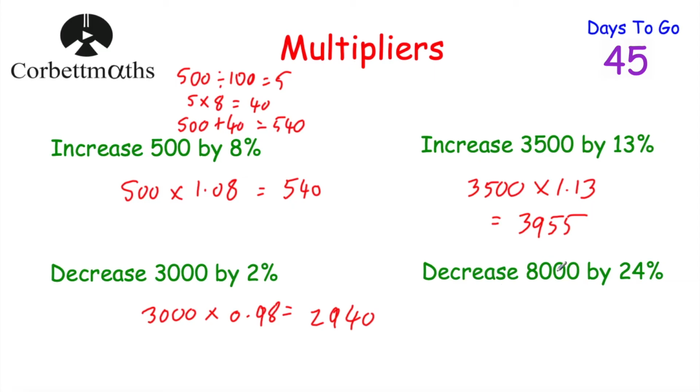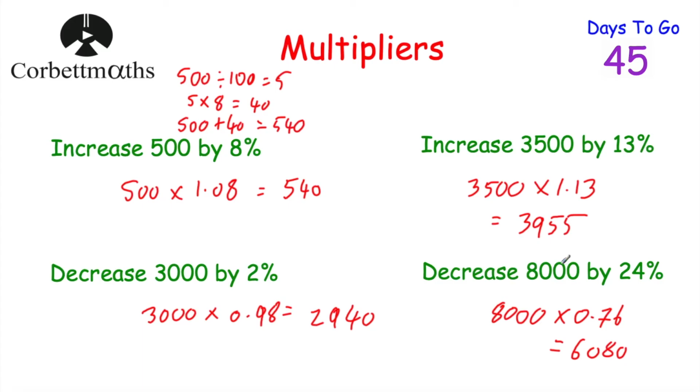And finally, if we wanted to decrease 8,000 by 24%, we've got 8,000 to begin with. We want to decrease by 24%. So if you think about it, if we've got 100%, we take away 24%, we'll be left with 76%. So we just multiply by 0.76. And 8,000 multiplied by 0.76 is equal to 6,080.